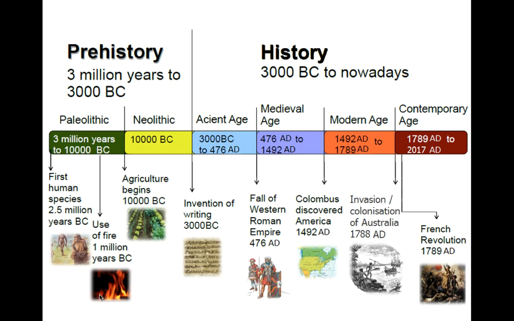I would also like to draw your attention to the chronology that you see in front of you. You will notice that it's divided into the Paleolithic, the Neolithic, the Ancient Age, the Medieval Age, Modern Age, and Contemporary Age. The terms that are used with regard to these different periods could be different depending on which chronology you're looking at. For example, the Ancient Age could be divided into the Bronze Age and the Iron Age.